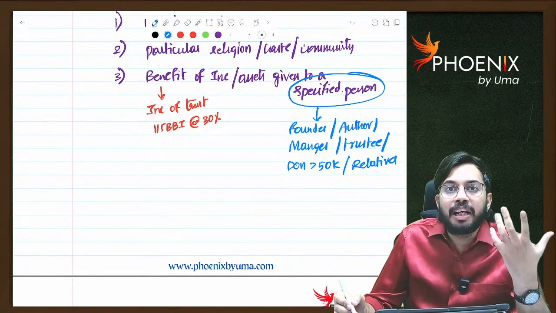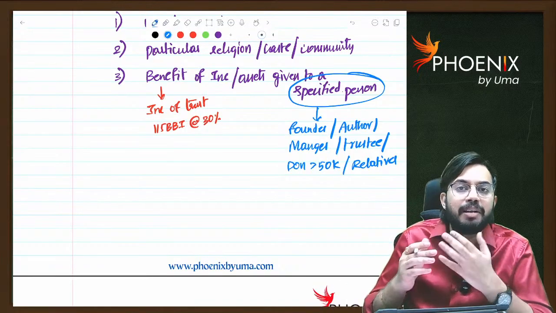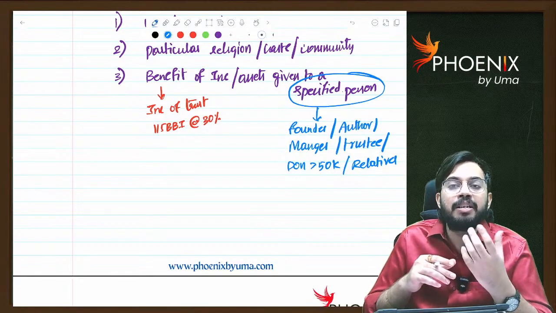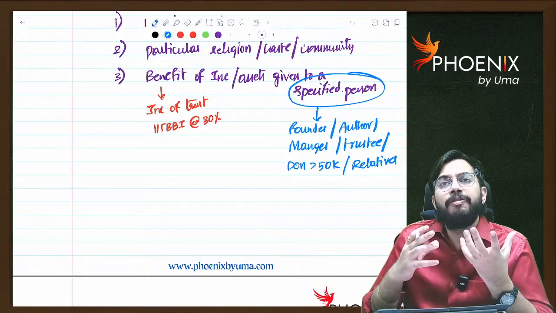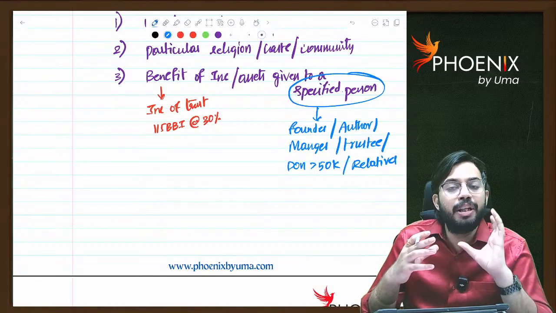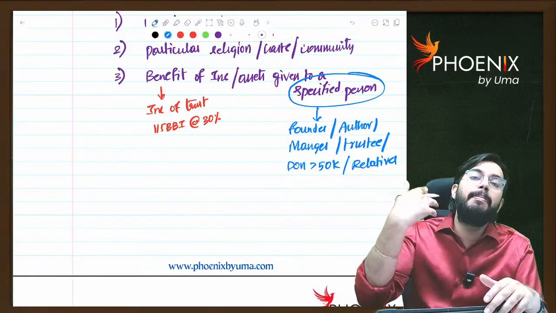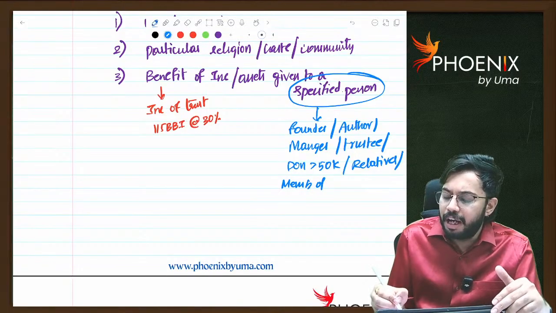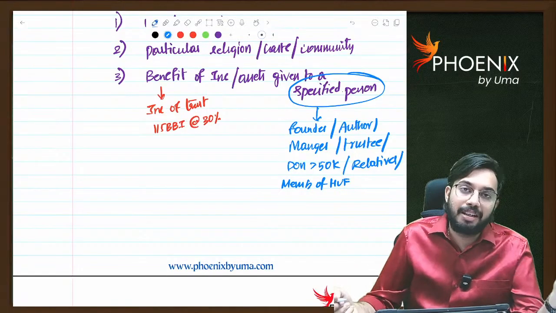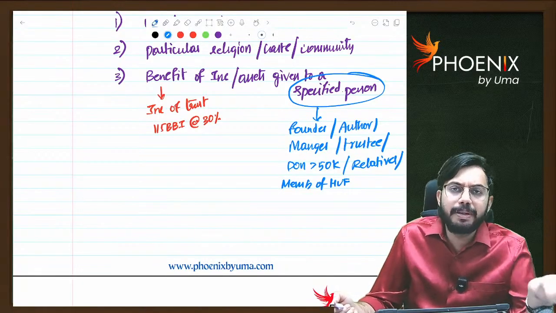Similarly, if the trustee is a Hindu undivided family, if you know, the Simhachalam temple trustee is one Hindu undivided family. So if the trustee of the trust is a Hindu undivided family, all the members of the HUF will be treated as specified persons. Are you able to understand? So all these will be treated as specified persons.